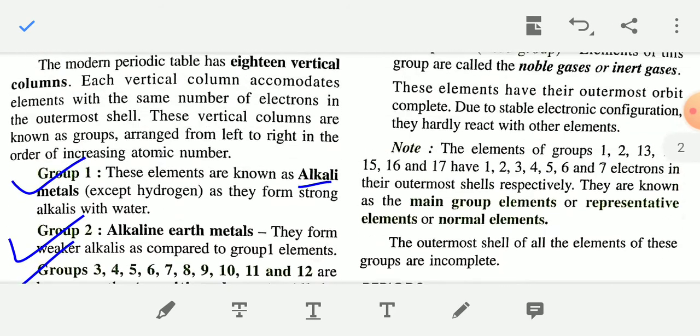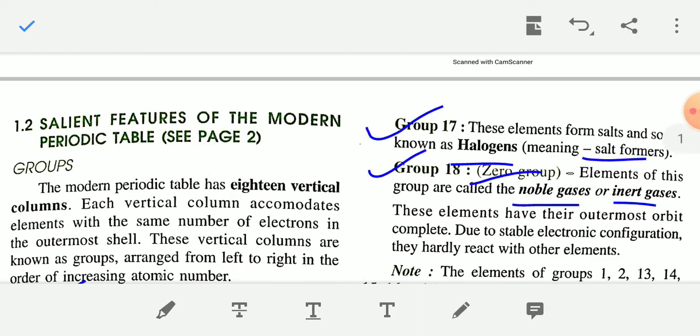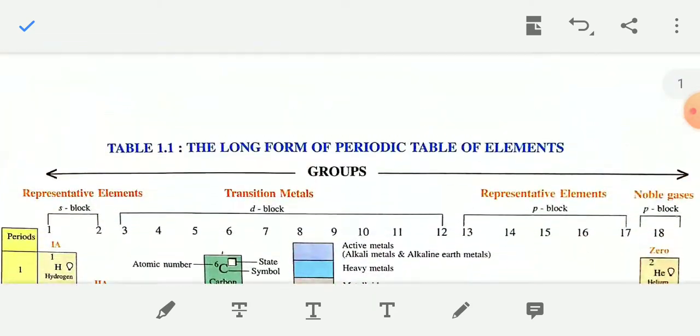Okay, and group 17, halogen, means salt former. They can form salts like sodium chloride. These are also called halogens. And group 18, the zero group, all the elements of group 18 are also called noble gases or inert gases. Okay, so let's see.